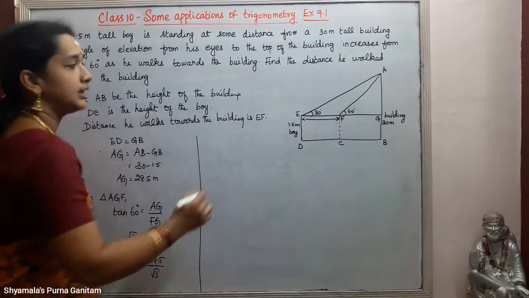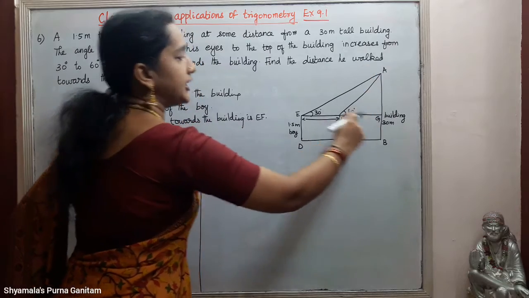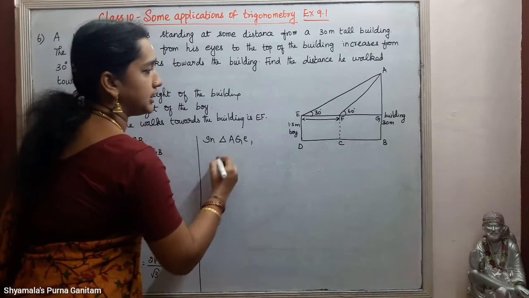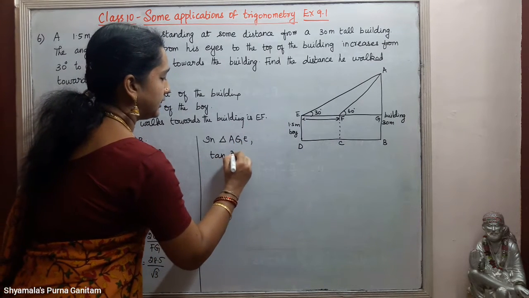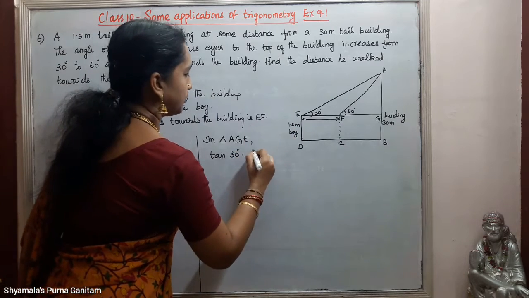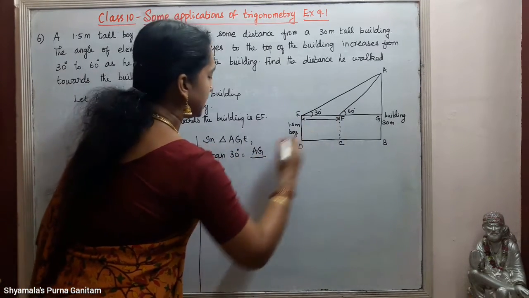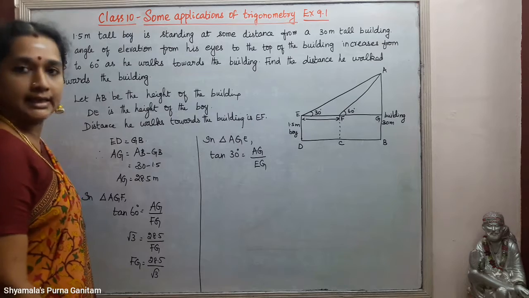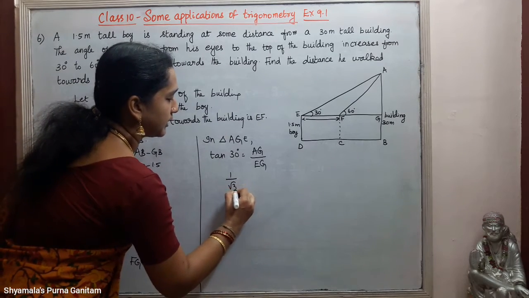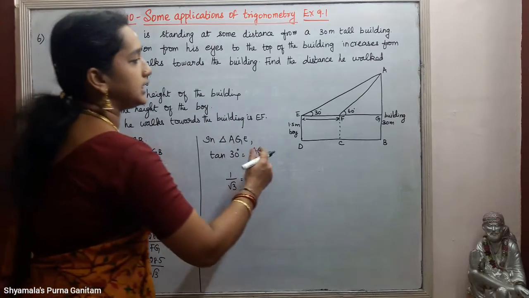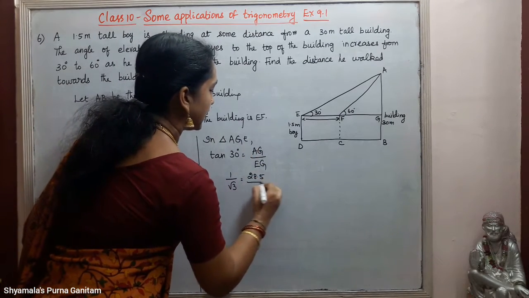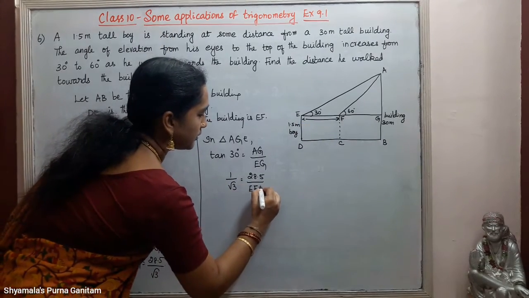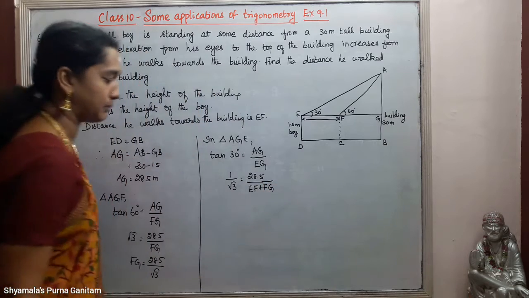Now we will take the full triangle, that is AGE. In triangle AGE, the same tan we will take. Tan 30 degrees is equal to opposite by adjacent, AG by EG. That is, AB by EG, this full distance. We know tan 30 is 1 by root 3, equal to AG, which is 28.5, by EG. We can write EG as EF plus FG.